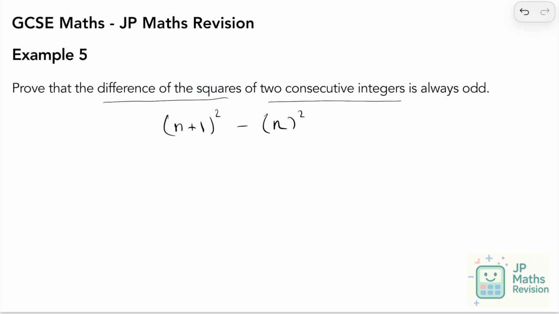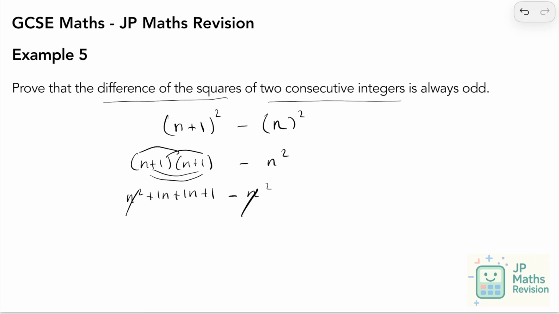So n plus 1 squared, if I expand the brackets, so it's n plus 1 times n plus 1, and then minus n squared, so I can just write n squared like that. So it's going to be n squared plus 1n plus 1n plus 1, if I use the FOIL method to expand that. And then I'm minusing n squared, so I end up with n squared and n squared cancel out, so I just get 2n plus 1. And this is clearly always odd because 2n plus 1 is an odd number. So I can say that this is an odd number, and therefore the difference of the squares of two consecutive integers must always be odd.